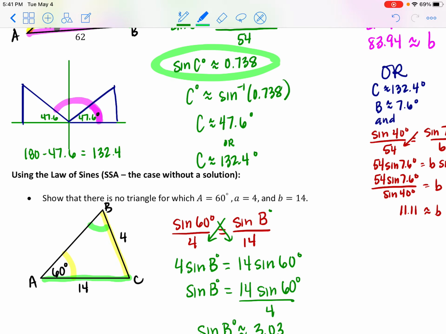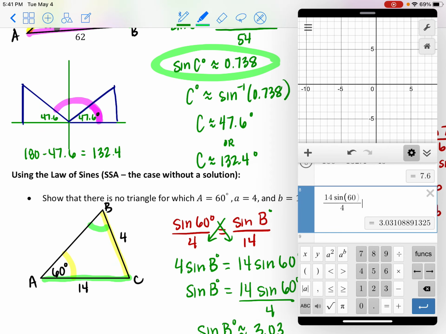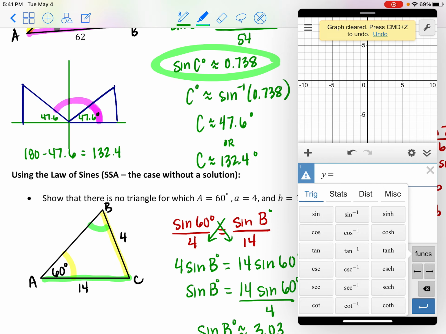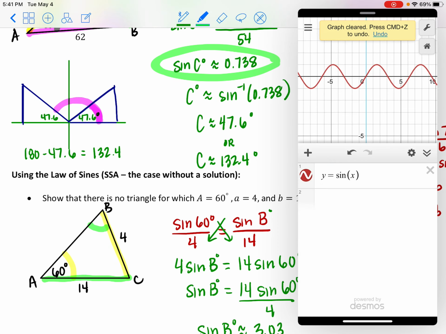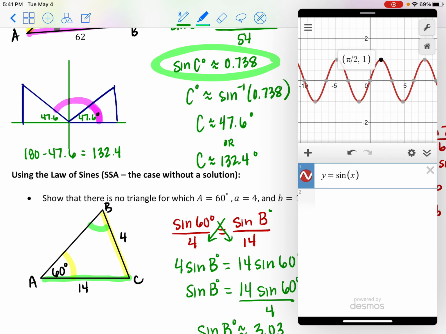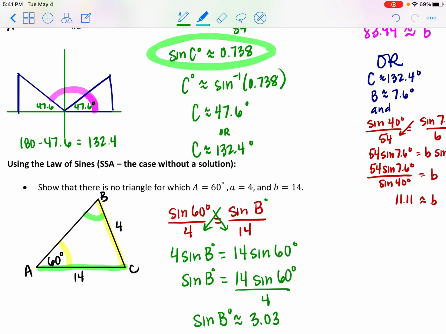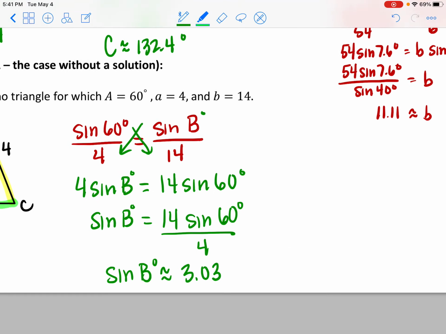which is why it's really important to understand what our basic sine, and cosine later, functions are going to look like. Sine has a max and min. Remember our sine curve? Y equals the sine of x. The highest that it goes is 1, and the lowest that it goes is -1. So when we take the sine of an angle, it has to be a value between -1 and 1. And since this is not a value between -1 and 1, I know there will not be an angle for which the sine is 3.03.